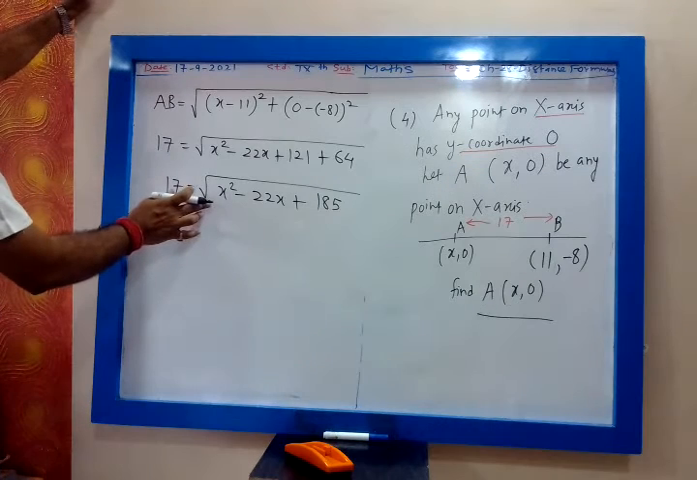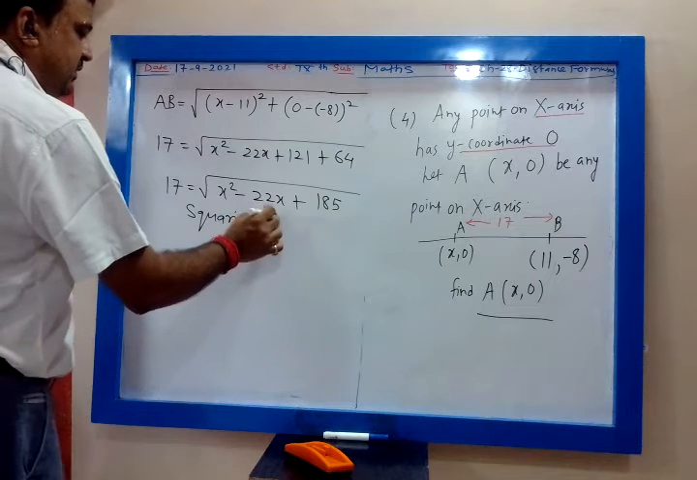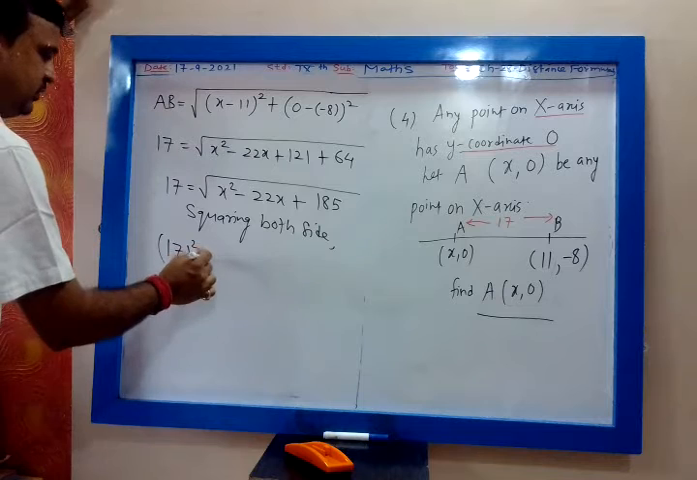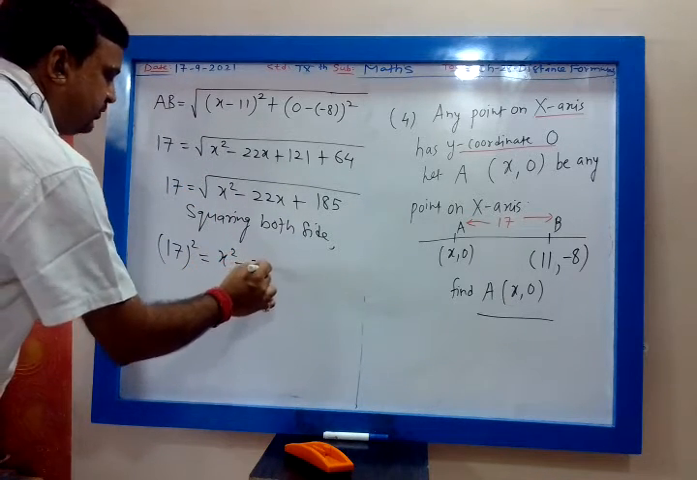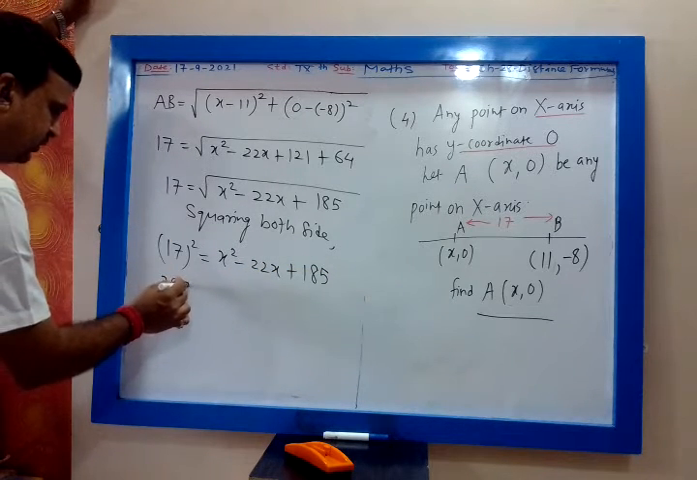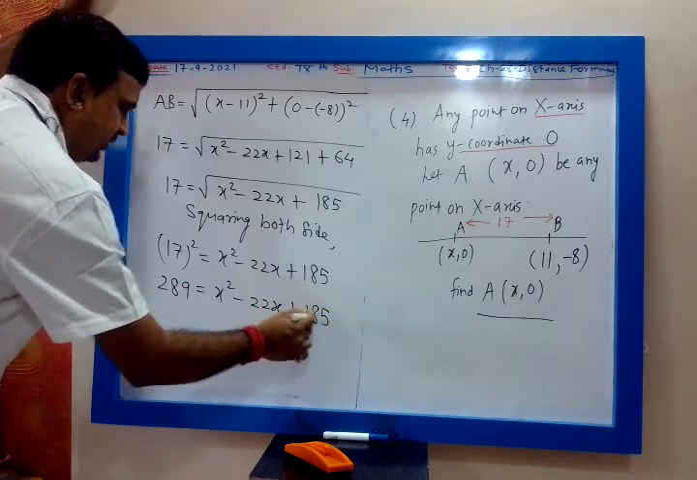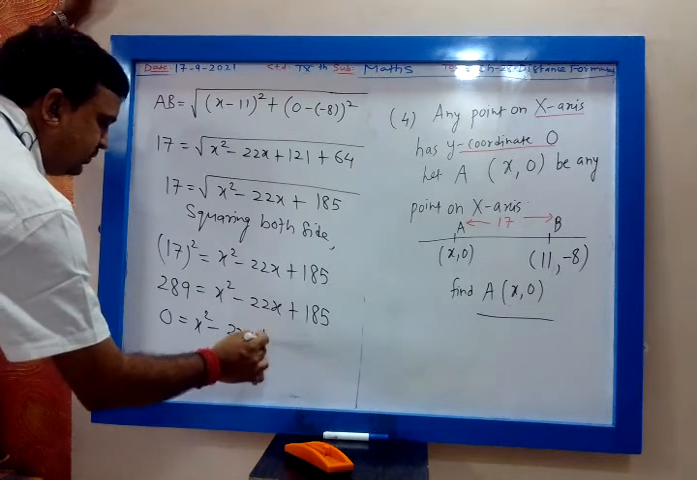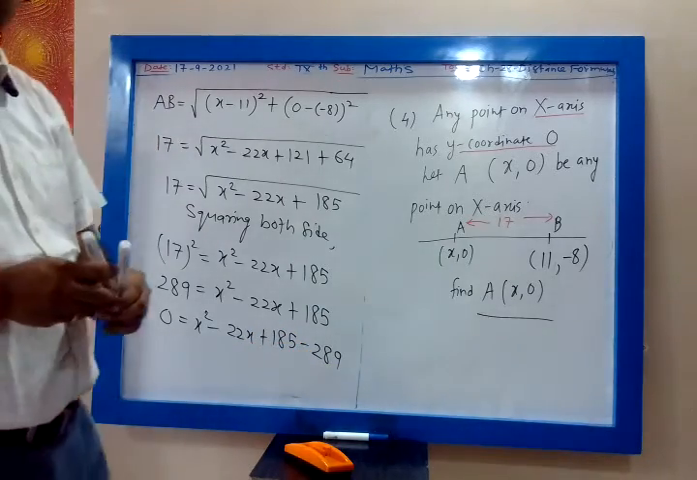Now you have to remove this square root sign. So squaring both sides. You will get 17 square is equal to, when you square the right hand side, the square root sign will vanish, x square minus 22x plus 185. Now 17 square is 289. 289 is equal to x square minus 22x plus 185. Now take 289 to the other side. So 0 is equal to x square minus 22x plus 185 minus 289.